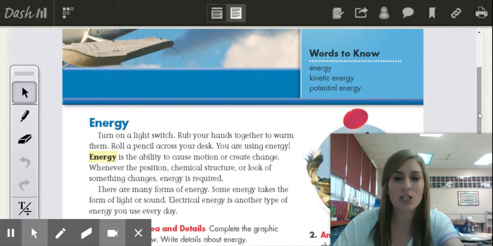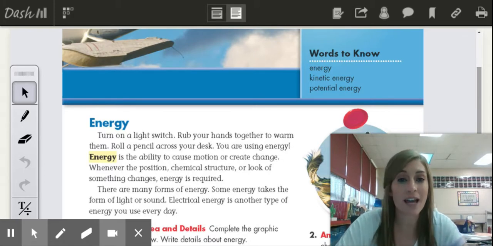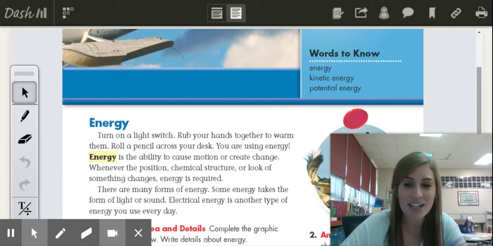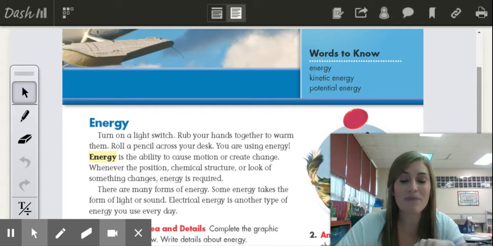Turn on a light switch, rub your hands together to warm them up, roll a pencil across your desk. You are using energy. Energy is the ability to cause motion or create change. Whenever the position, chemical structure, or the look of something changes, energy is required. There are many forms of energy.